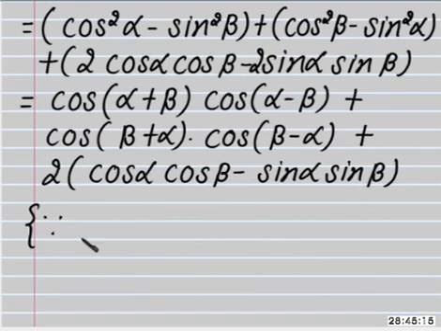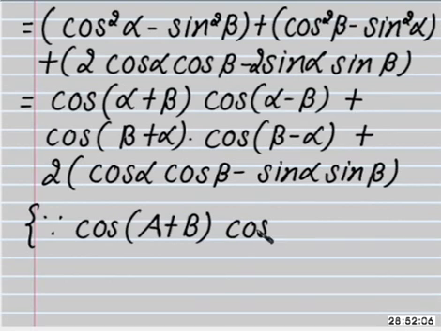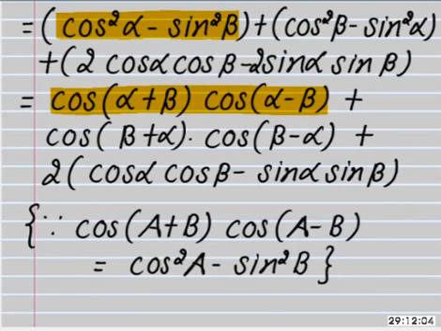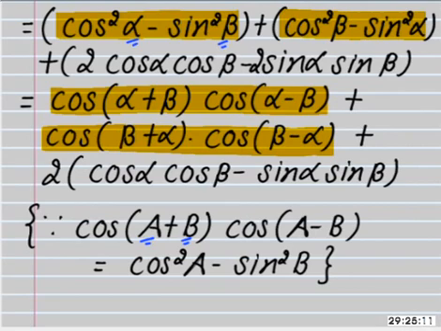because we know that cos of A plus B into cos of A minus B is equal to cos square A minus sin square B. Here for the first term, A is equal to alpha and B is equal to beta, but for the second term we are using the same formula, but here A is equal to beta and B is equal to alpha.